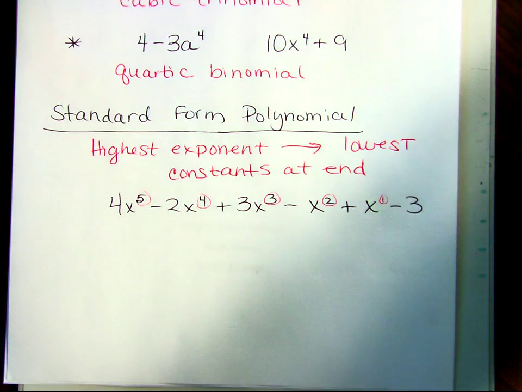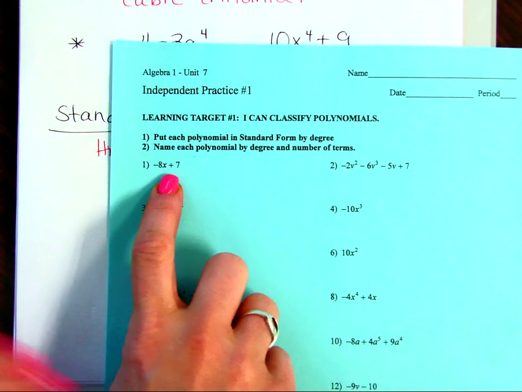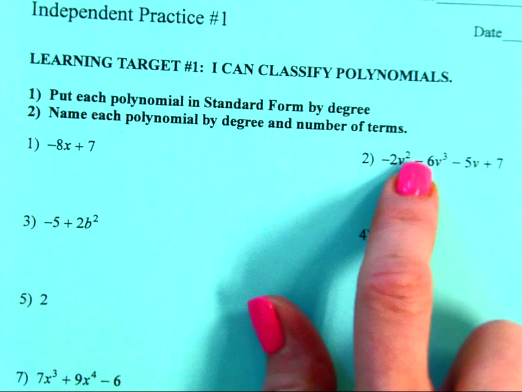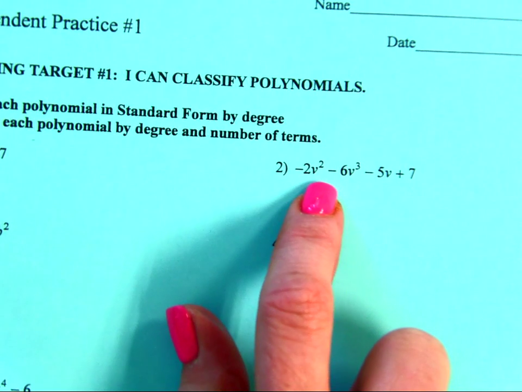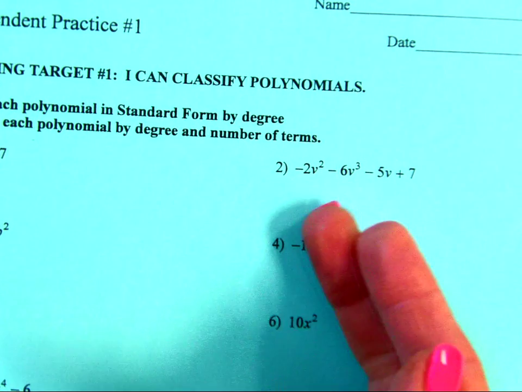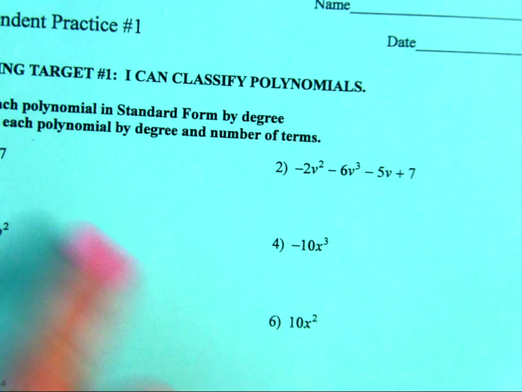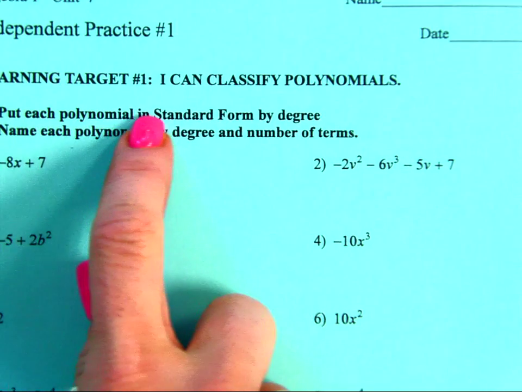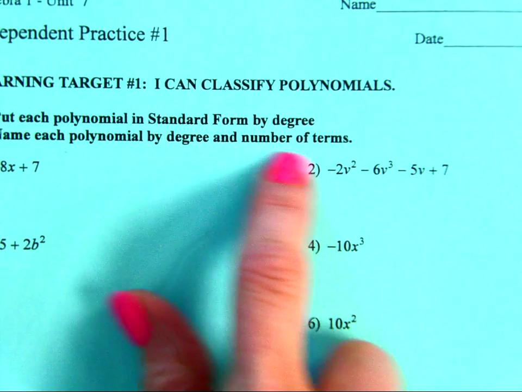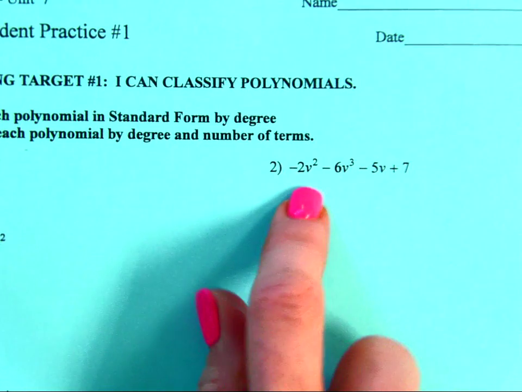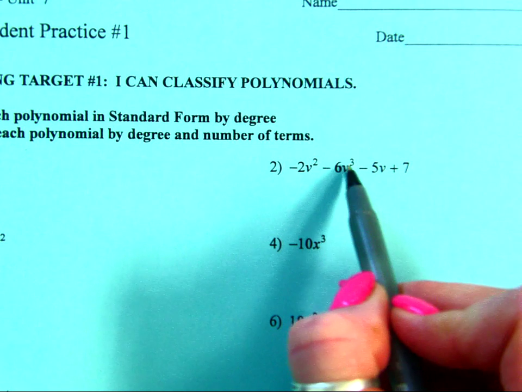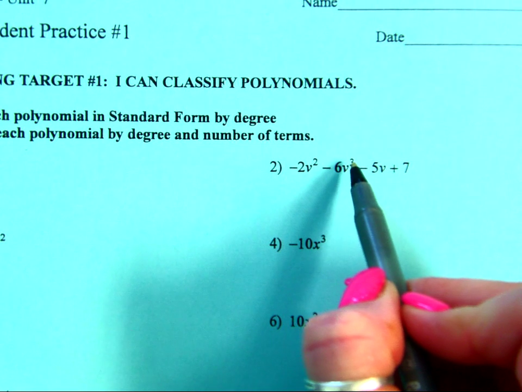So on today's sheet, that's already actually in standard form, right? That one's good. Is this in standard form? What needs to happen? These two need to switch. So the first thing is going to ask you to put each polynomial in standard form by their degree, and then name each polynomial by the degree and the number of terms. So you're going to switch these two, and then you're going to say that because it's a 3rd degree, the special name for 3rd degree is cubic.